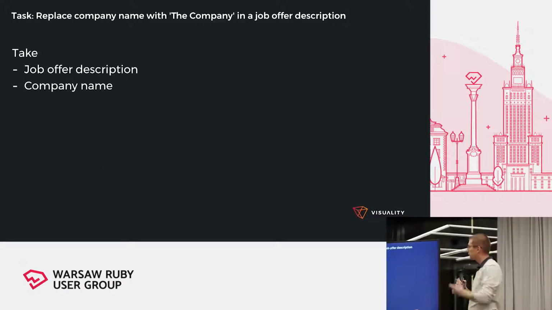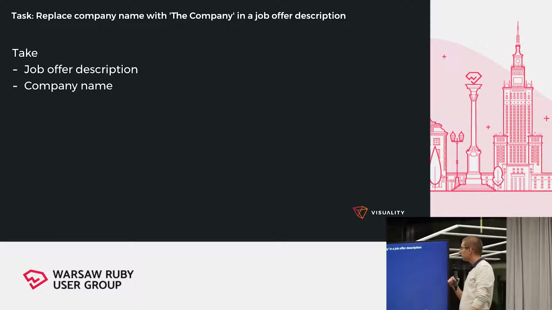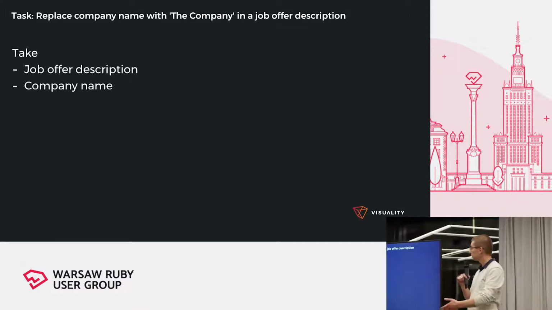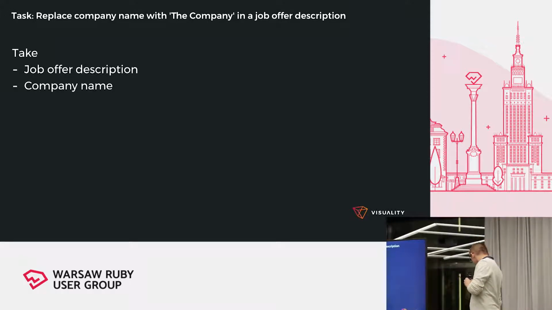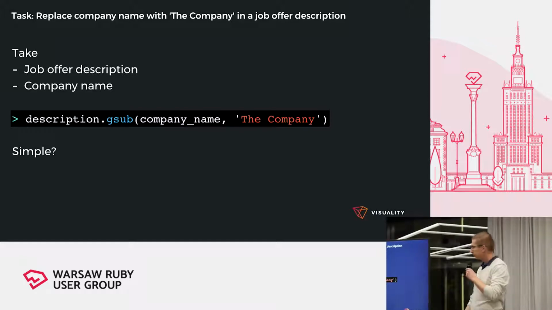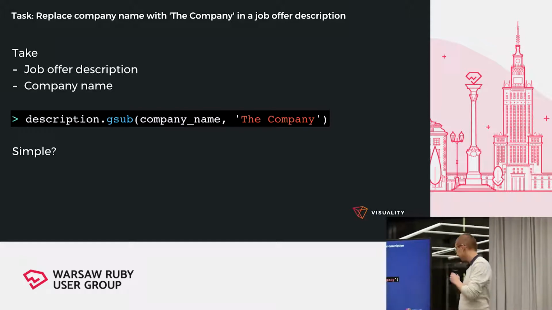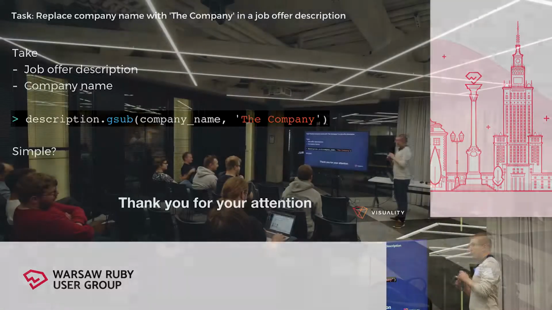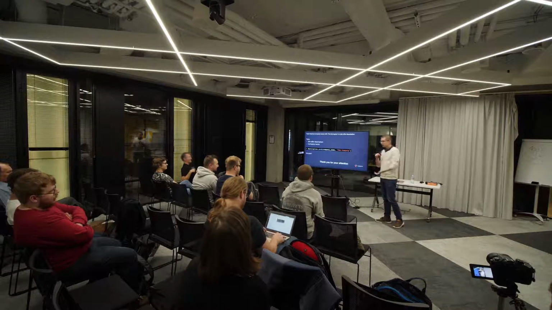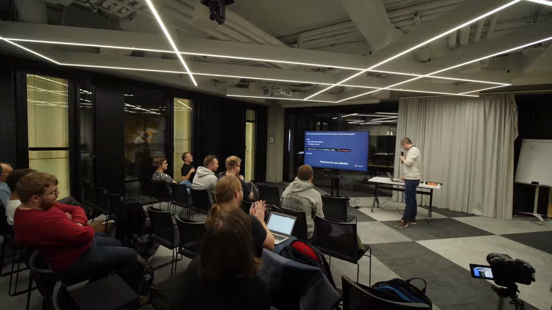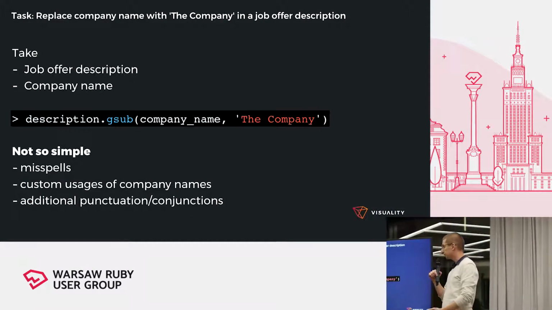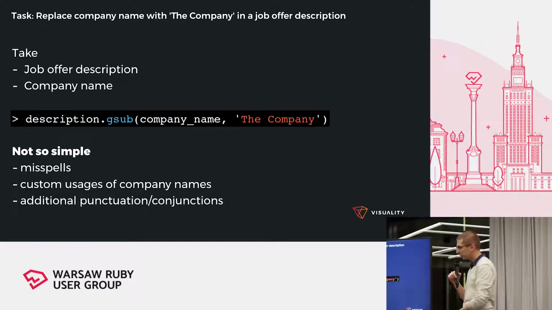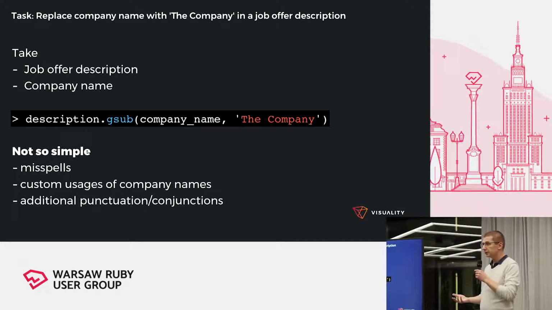So a task arises. We need to replace company names with an ambiguous "the company" in job offer descriptions. So we need to take a job offer description, a company name, apply some Ruby magic, and well, looks simple, right? Well, if it was that simple, I would just thank you for your attention and move on. However, not so much. The descriptions are handmade, so they contain misspells. Sometimes custom usages of company names with additional punctuation, conjunctions, you name it. So it's not so easy.